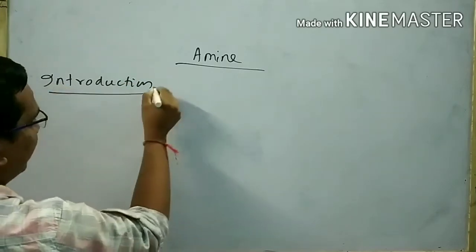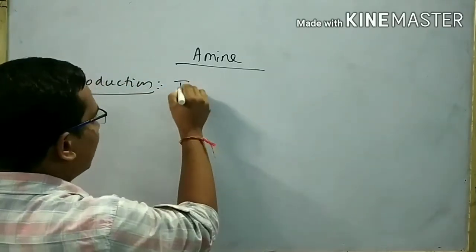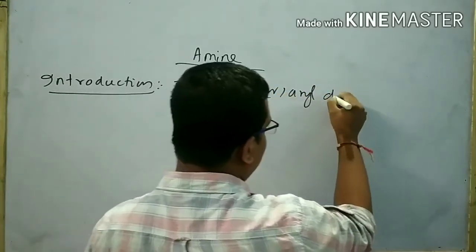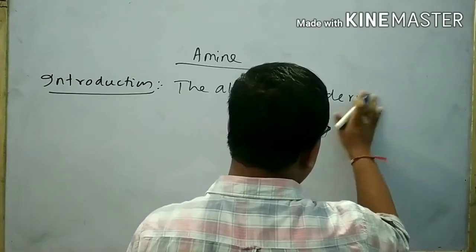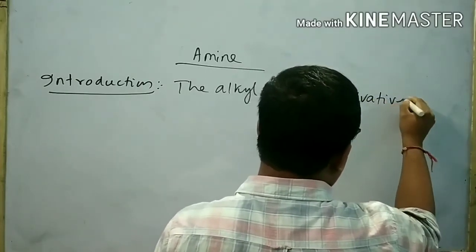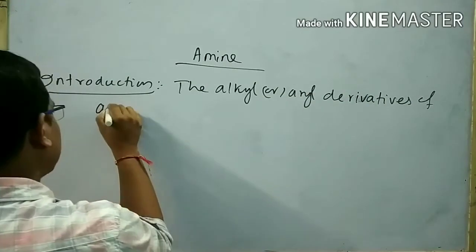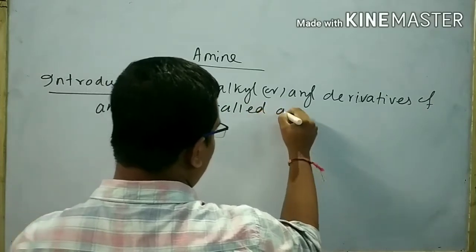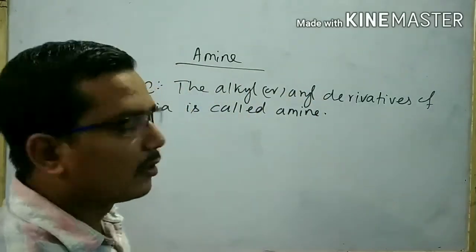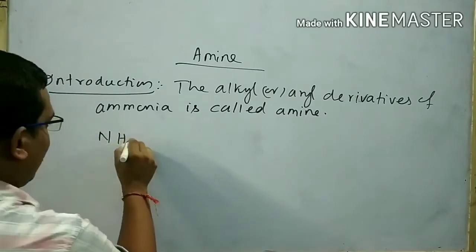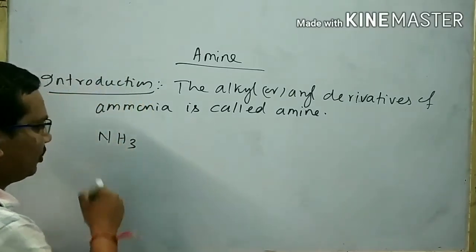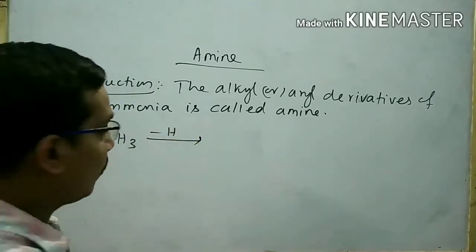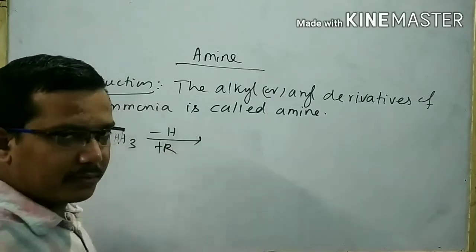What is amine? The alkyl or aryl derivative of ammonia is called amine. Suppose I want to think about ammonia. This is your ammonia. Remove one hydrogen and add one alkyl group or aryl group.